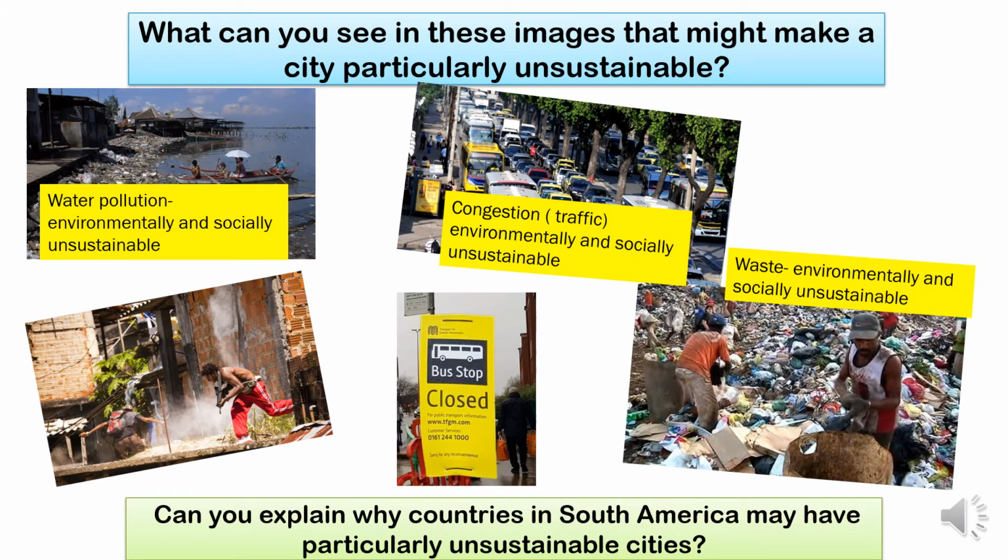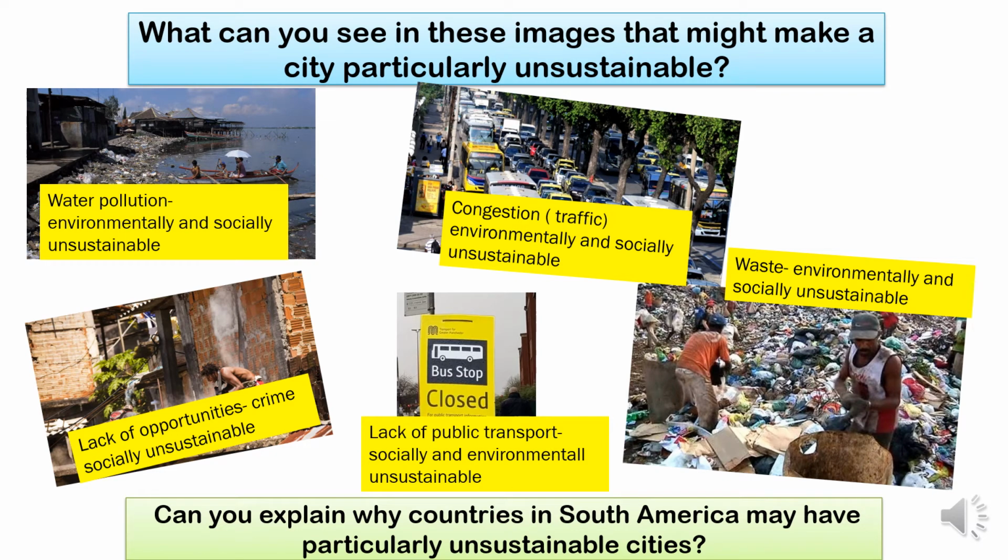We've also got waste. Again, similar to water waste, but this one is on land, so being environmentally and socially unsustainable. We've got a lack of opportunities, which leads to crime, and that is socially unsustainable. And then we have a lack of public transport, which links to congestion, because it will mean that there's more cars on the road.